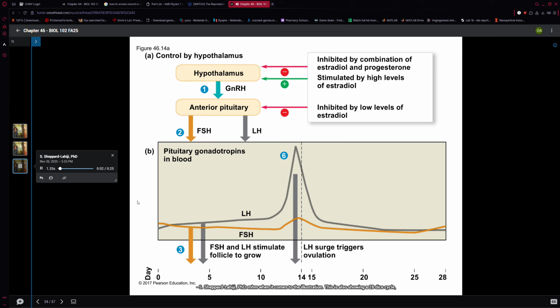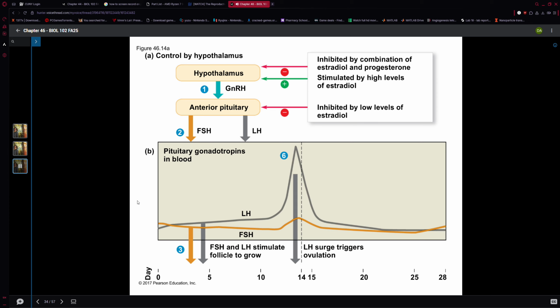When it comes to the illustration, this is also showing a 28-day cycle, but it's entirely possible for an individual to have a cycle that is less than 28 days or more than 28 days. So this is just an example that's often utilized in biology textbooks, but it doesn't apply to everyone because everyone is different.